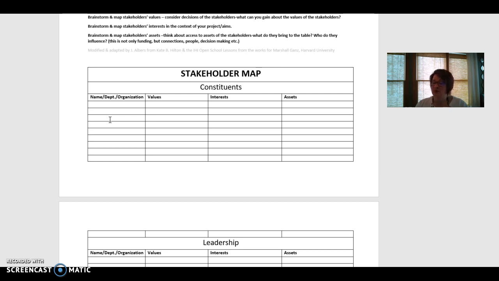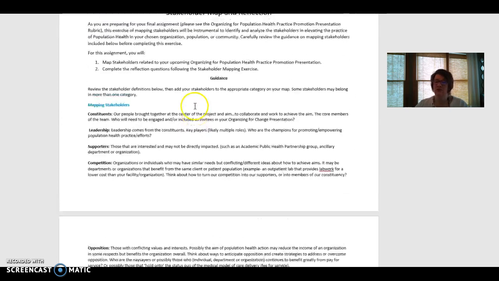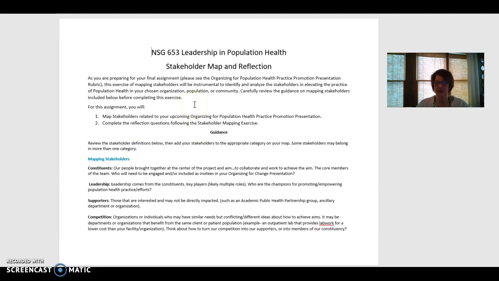If you have any questions or concerns about this particular assignment, please let me know. Be sure that you take a look at the guidance and refer back to the guidance as you're doing your map, and this again will be very instrumental as you move forward.